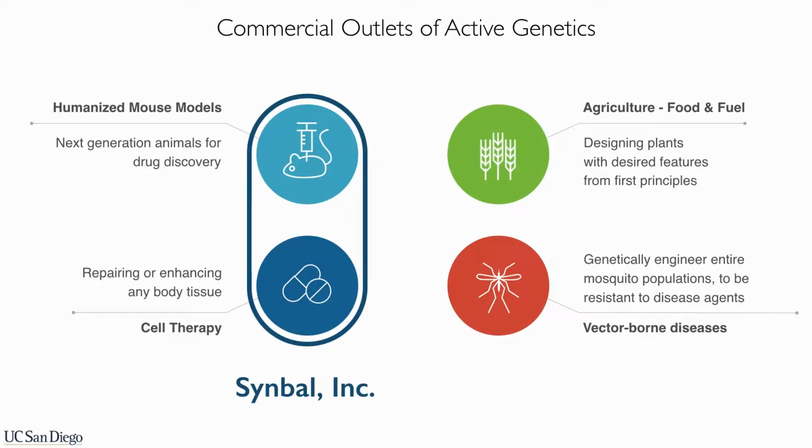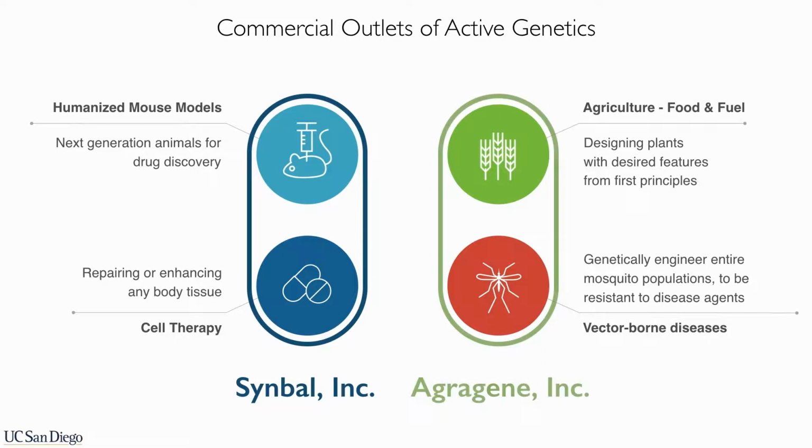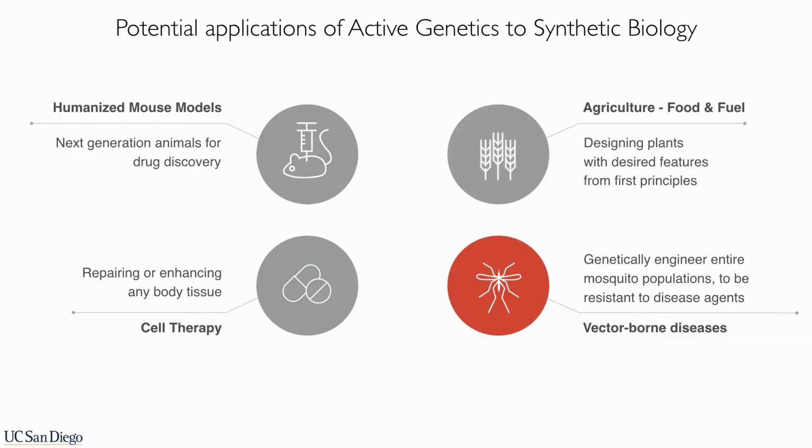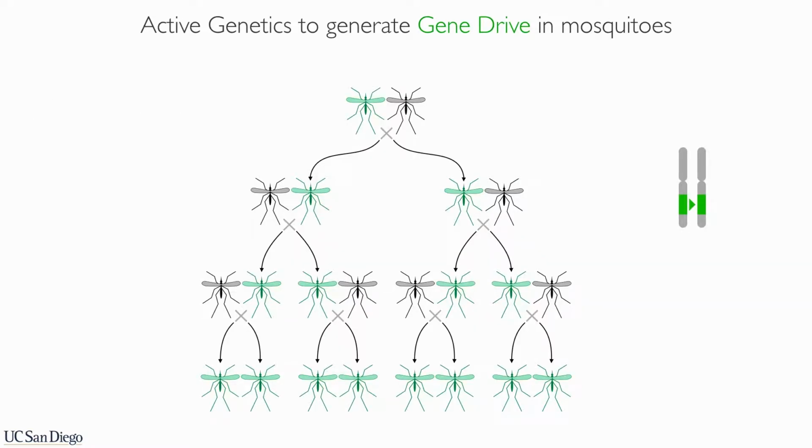And currently, these 2 applications are now brought to the commercial level by Symbol, and the agricultural application, as well as genetically modified mosquitoes by Agrogene. But now I'm going to be talking a little bit more about the mosquito portion and showing you, in brief, before I hand it off to Ethan, how the conversion from one chromosome to the other biases this kind of inheritance.